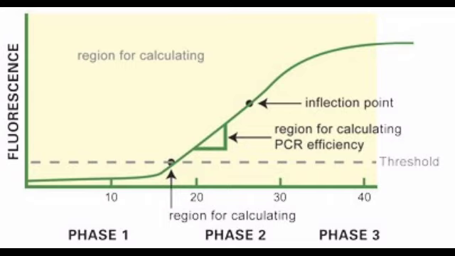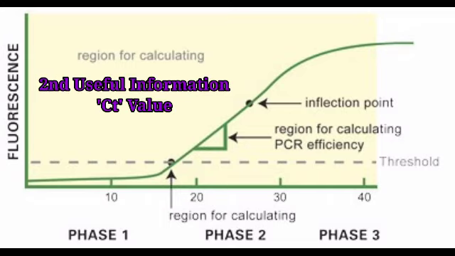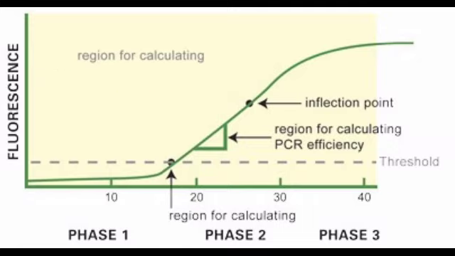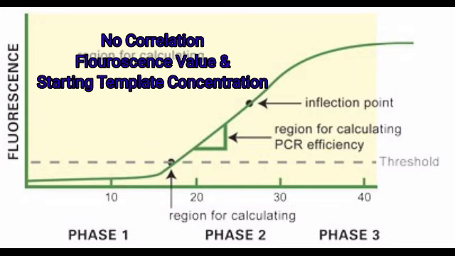The second piece of information we can get from the healthy amplification curve is the CT value, as we had already discussed, or in effect how late in cycling the phase 2 region starts. The most important point to be noted here is that there is no correlation between the fluorescence value in the phase 3 plateau area and starting template concentration.